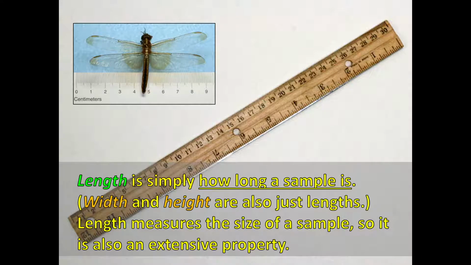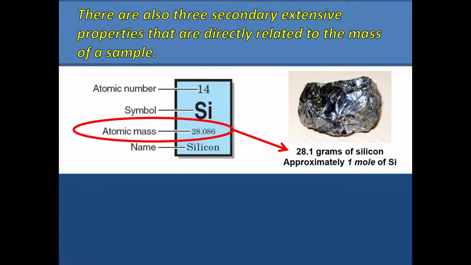Length. Length is simply how long a sample is. Width and height are also just lengths. So if I have a 10-foot rope and I cut it in half, did the length change? Yes. So that means that length is extensive. If you remove some of the rope and the length changes, that tells you length is an extensive property. There are also 3 secondary extensive properties that are directly related to the mass of a sample.